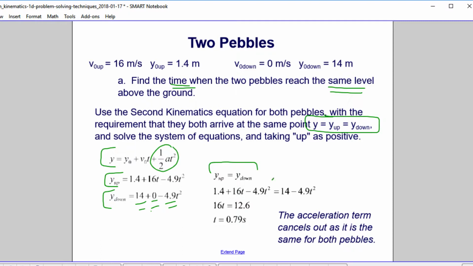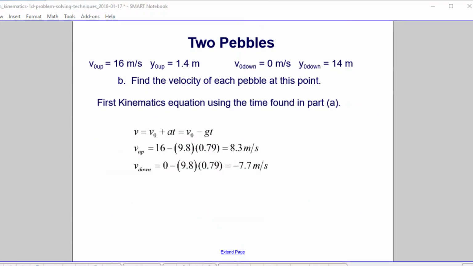And look what goes out right here. The acceleration term cancels because it's the same for both pebbles. Once the pebble leaves your hand, if you're throwing it up, or once it leaves wherever you're dropping it from, they're both subject to the same acceleration, so that just cancels out. We're left with a term in t, and also this 12.6, and we solve it and find out that at 0.79 seconds, these pebbles reach the same point.